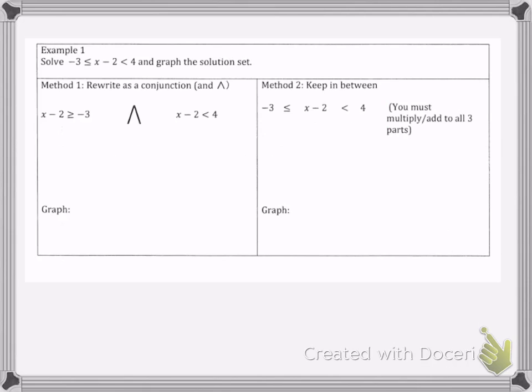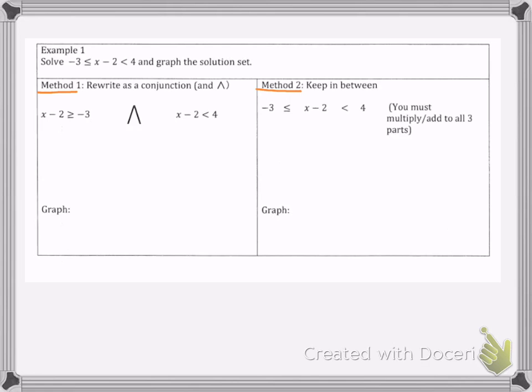So we're going to jump into example 1 and we're going to look at this first inequality where it says solve -3 less than or equal to x minus 2 less than 4 and graph the solution set. And we're going to do it in 2 ways, method 1 and method 2. And in method 1, what we're going to do is rewrite it as a conjunction and use the symbol in between. So I'm separating the 2 mathematical comparisons here.